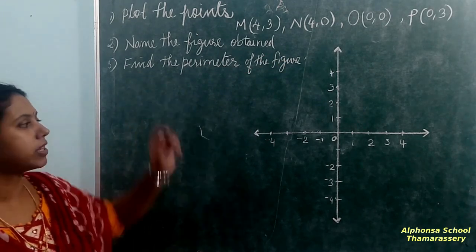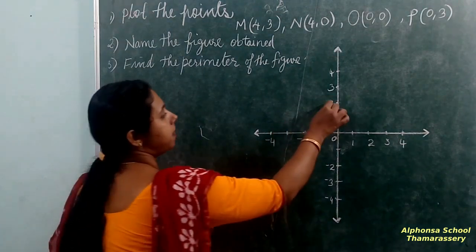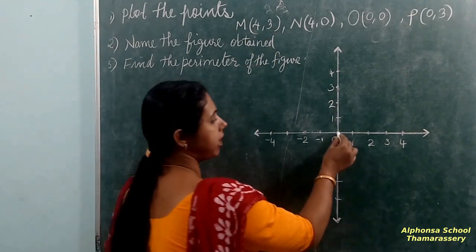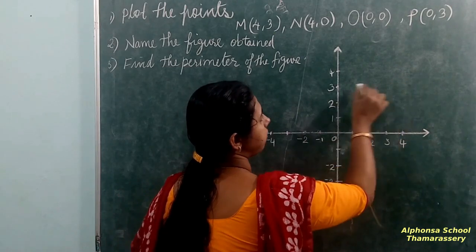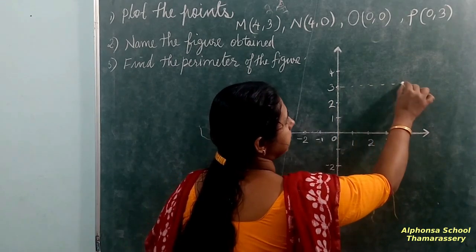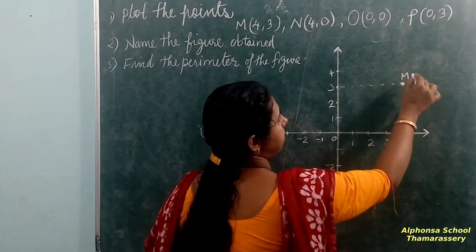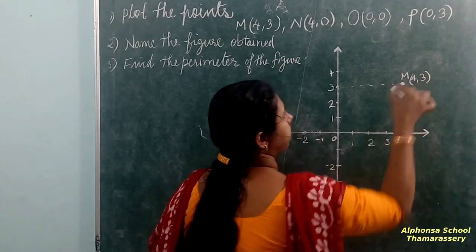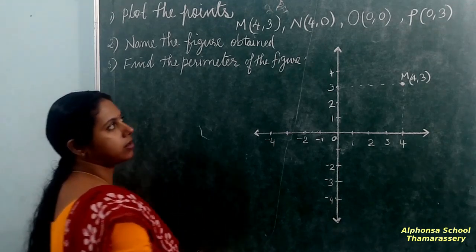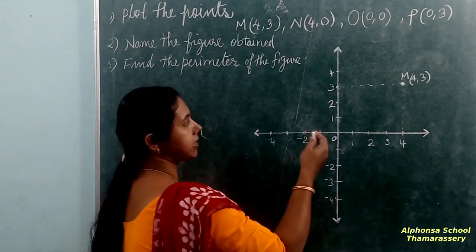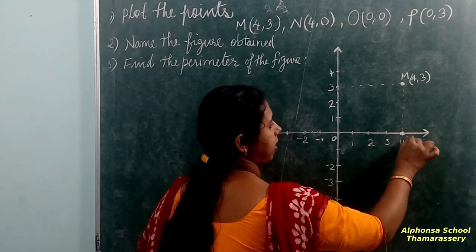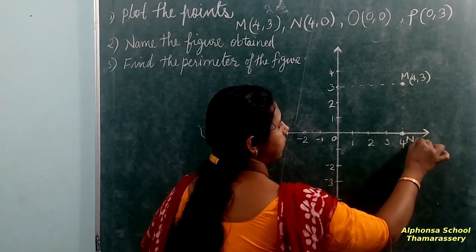First of all, we want to plot these points. The first point is M, the coordinate is 4, 3. So the position of M will be here. This is M, 4, 3. Next N, that is 4, 0. The y coordinate is 0, so it will be on the x-axis itself. So 4, 0 is the point N.